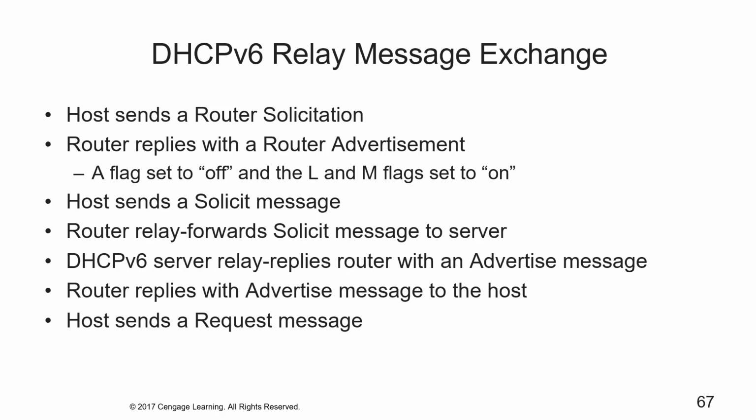In the DHCPv6 relay message exchange, the host sends a router solicitation, and the router replies with a router advertisement, where the A flag is set to off and the L and M flags are set to on. The host then sends a solicit message, and the router relay forwards the solicit message to the server. The DHCPv6 server replies to the router relay with an advertise message, and the router replies with an advertise message to the host. The host then sends a request message, and we're not done.